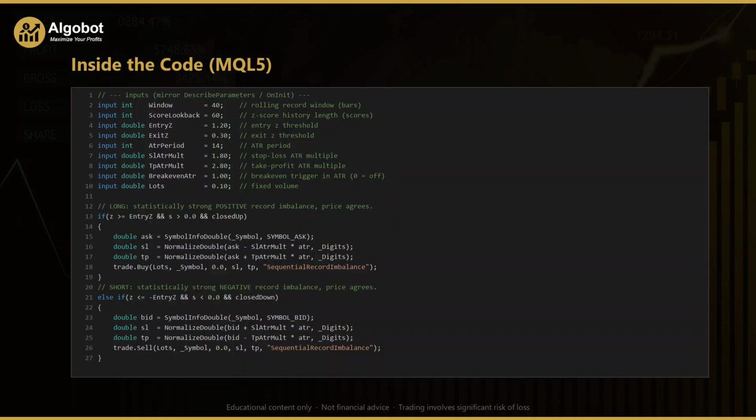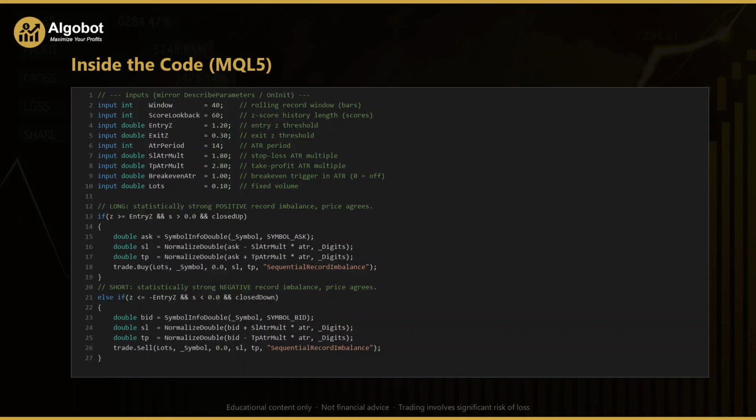ATR period drives the average true range, while SlATRMultiple and TpATRMultiple set the stop and target as multiples of that range. BreakEvenATR controls when the stop is moved to entry, and Lots is the fixed trade size. Now the two signal blocks.